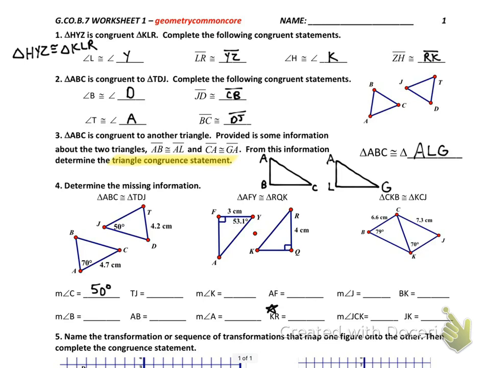finding the correspondence. TJ, notice whenever it doesn't have the line over it, they're saying what is the distance from T to J. So TJ, I'll go up to the statement. TJ corresponds to what? AC. So let's find the distance from A to C is what? 4.7. There we go. It's going to be 4.7 centimeters. I'm going to skip the measure of angle B and come back to it. So let's do AB real quick. AB corresponds to TD. What's the distance from T to D? 4.2. All right, so pretty straightforward.